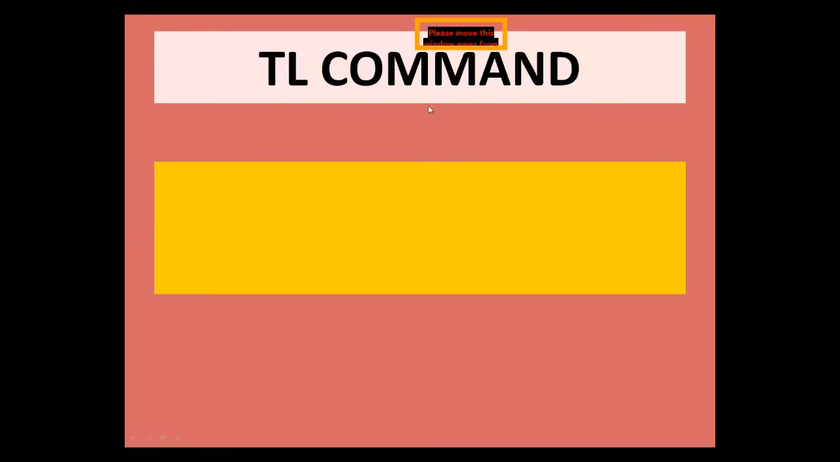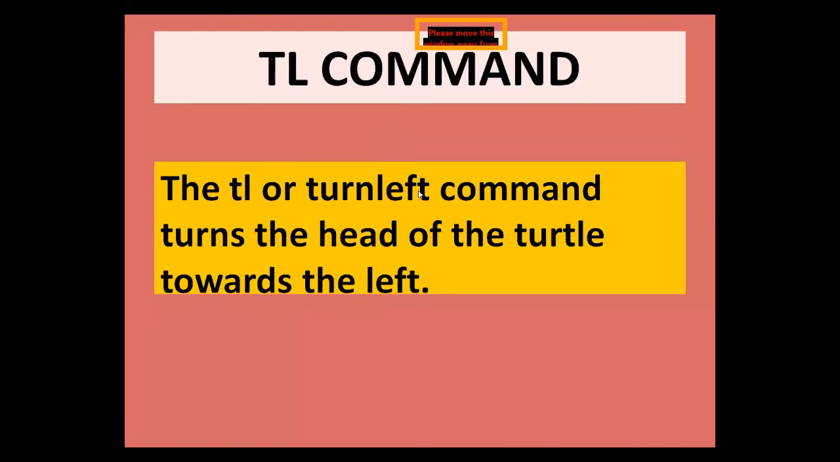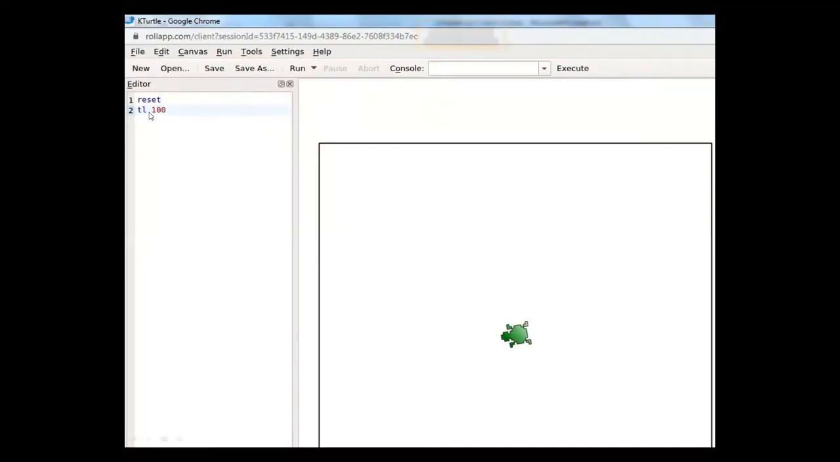Next command is the TL command. TL means turn left. The TL or turn left command turns the head of the turtle towards the left. For example, the command TL 100. TL means turn left. So when I write the command TL 100, it turns the head of the turtle towards the left. You can see here the head of the turtle moves towards the left by 100 degrees. I also write the number with the command.